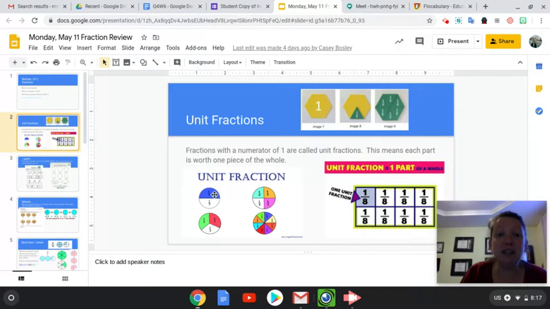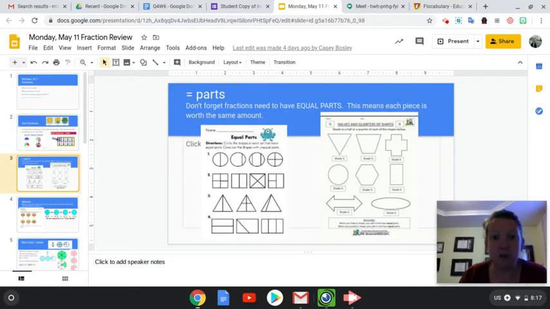Here we can see the unit fraction is 1/2 because each piece is 1 out of the total 2 parts. If we look right here, we can see that the unit fraction is 1/4 because each piece is 1 out of the 4 total parts. That's what a unit fraction is. Remember, we can use those unit fractions because it tells us what each one piece out of the entire whole is. So when we're looking at fractions, remember they need to be equal parts.